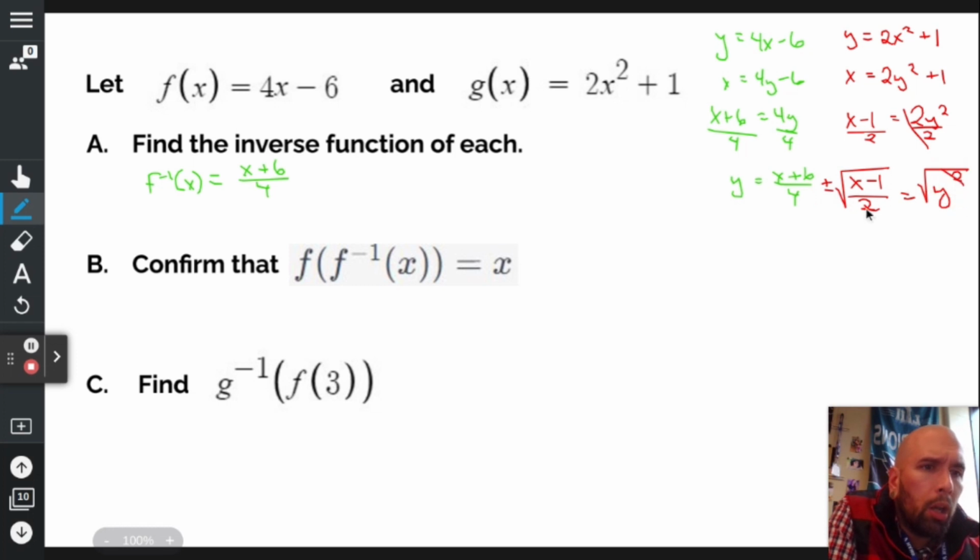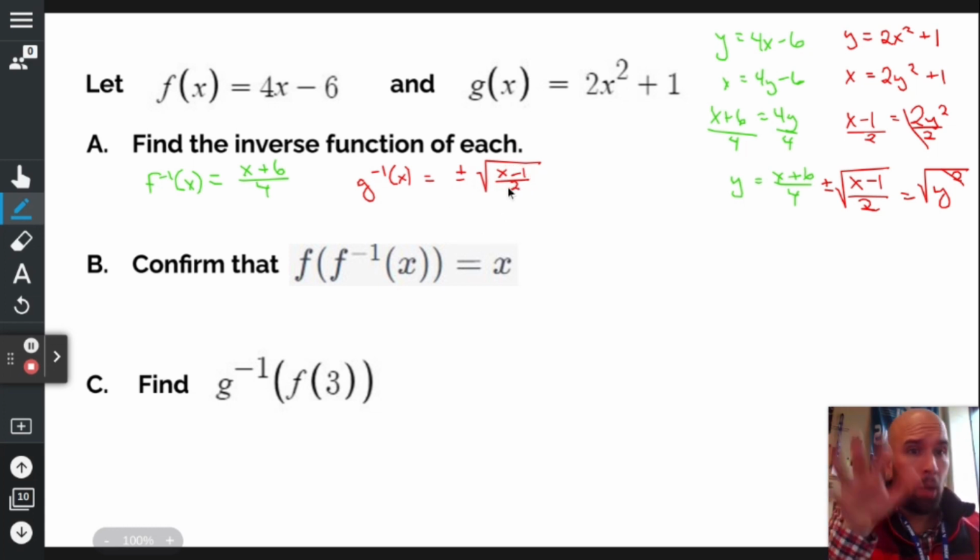So now you have y equals that, but I'm going to write it out as g inverse of x equals positive or negative big square root of x minus 1 over 2. Now, I'm not going to rationalize the function. I'm not going to worry about the fact that there's a 2 on the bottom. I'm going to leave it like that. Sue me.